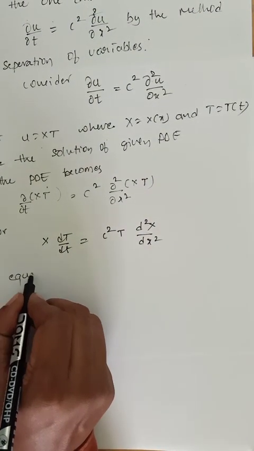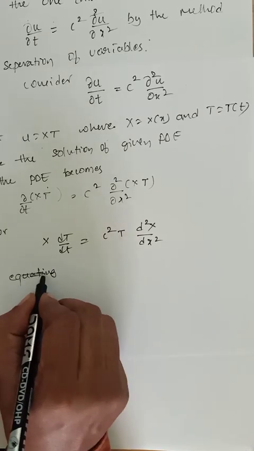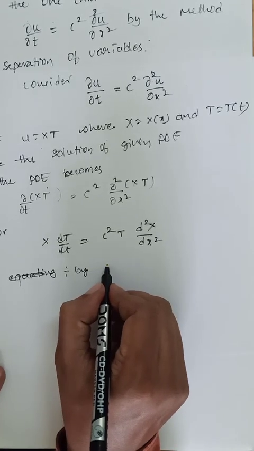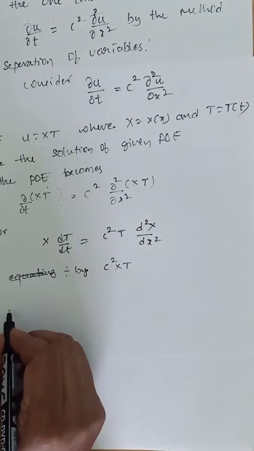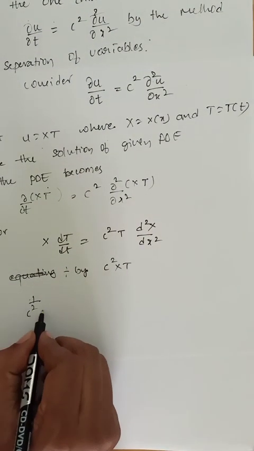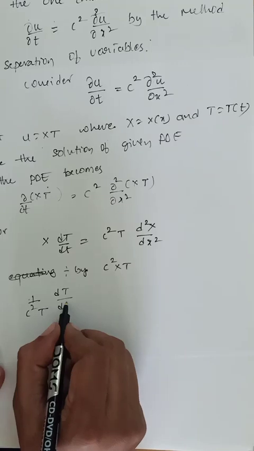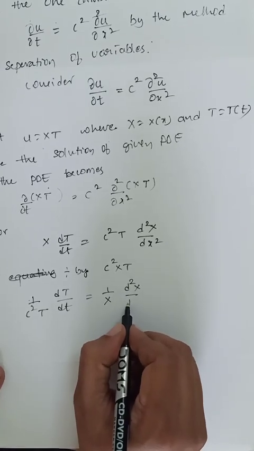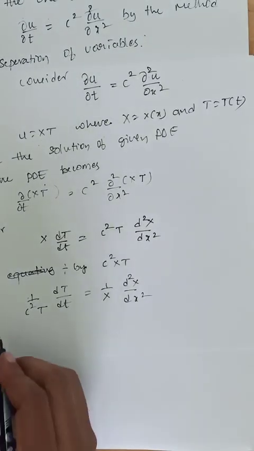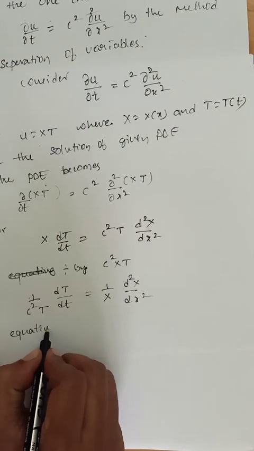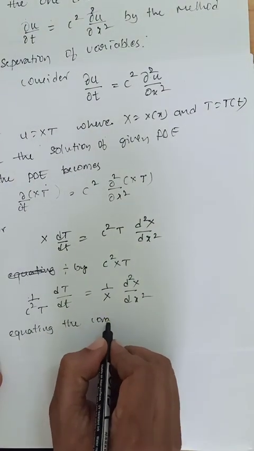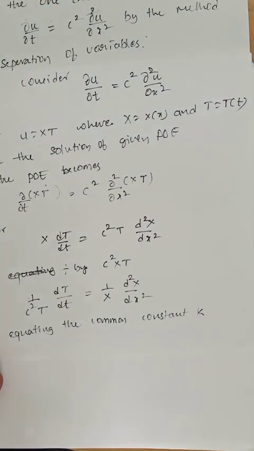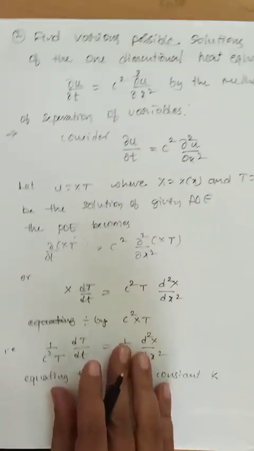Very next step is, sorry, divide both sides by c² XT, that is (1/(c² T)) dT/dt = (1/X) d²X/dx². Very next step is equating to the common constant k. Write down first.